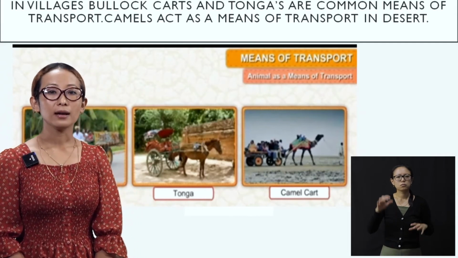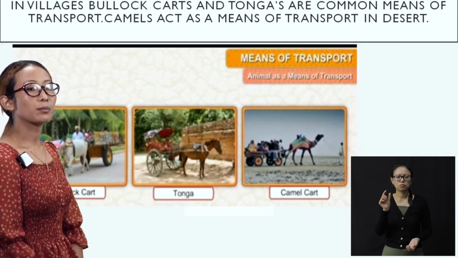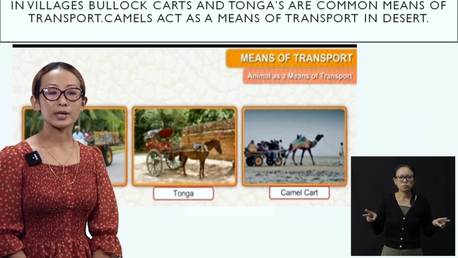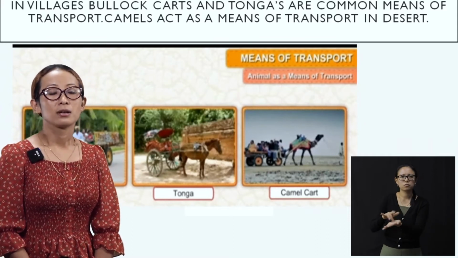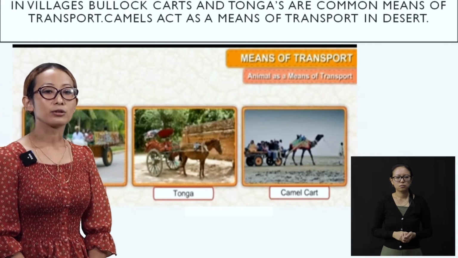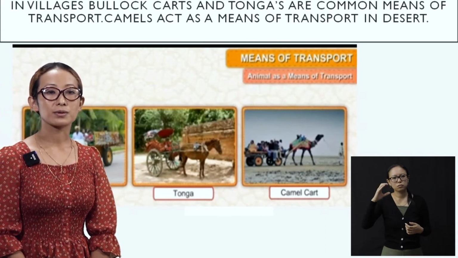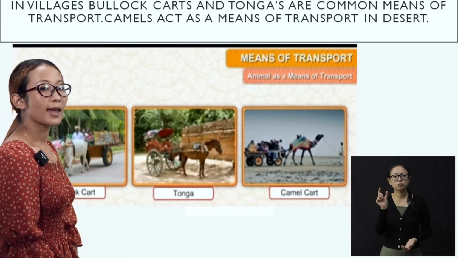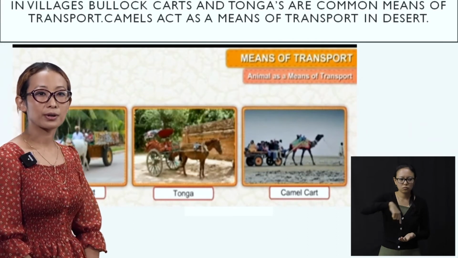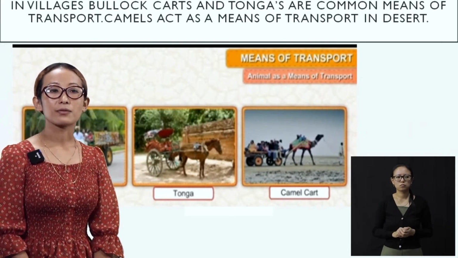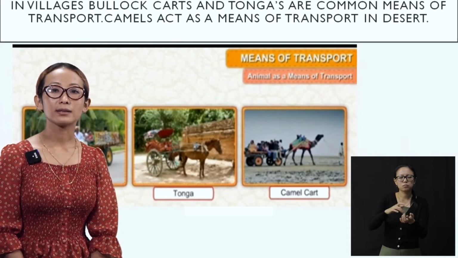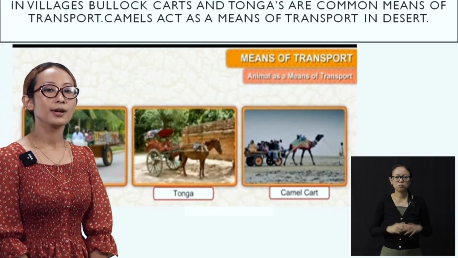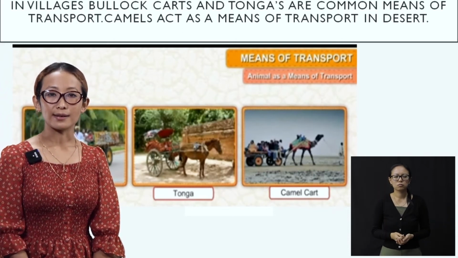Animals are also used as a means of transport. Animals such as a bullock cart, a tonga, a ponies, and a camel are used as a common means of transport in the village areas. In villages, the bullock cart and the tonga help us to carry goods, and also help carry people or goods from village to village. And animals such as a camel also act as a means of transport in the desert, because a camel, as you can see in the picture, carries loads or goods in the desert.